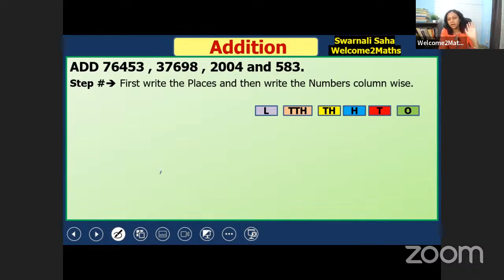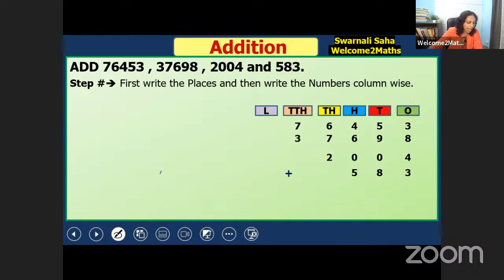We wrote it because whenever you add a group of numbers, sometimes you get the next place too in the answer. That is why. Now let's write the numbers column-wise. First is 76453. Now 37698. Then 2004 and 583. Now let's add it.